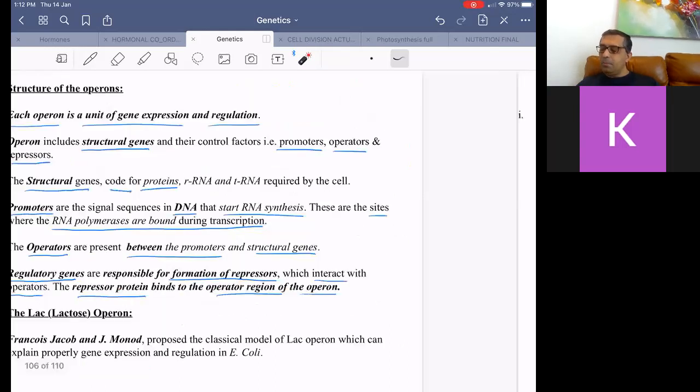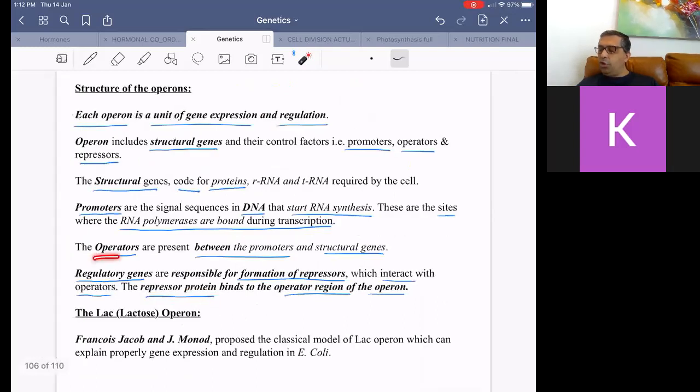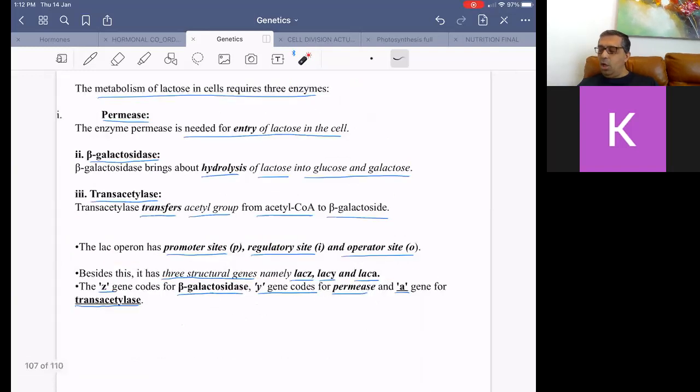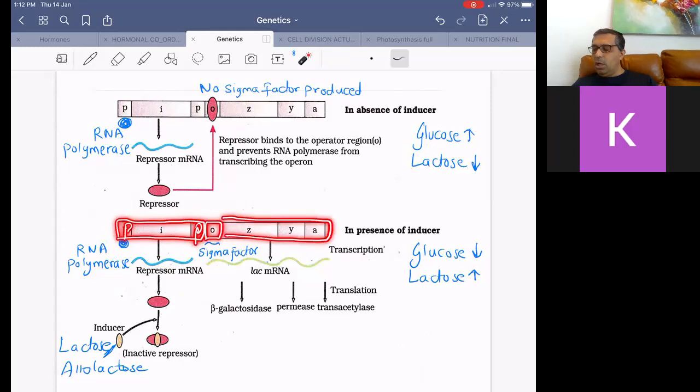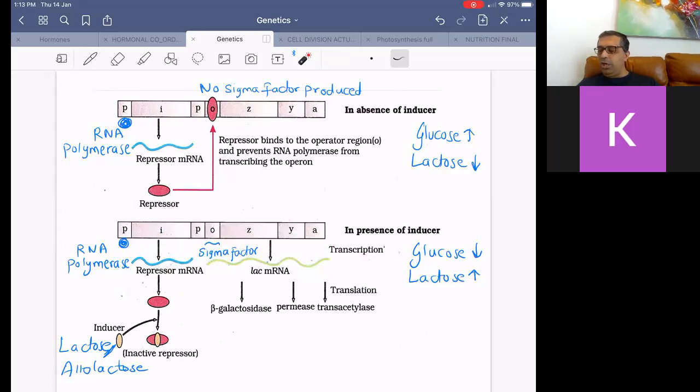So the P promoter gene is where RNA polymerase gets attached. Then we have the operator gene, which is between the promoter and the structural genes. So here we have the O gene, the operator gene, and the operator gene is present between the P, the promoter gene, and the structural genes. So promoter gene और structural gene के बीच में होता है operator gene.